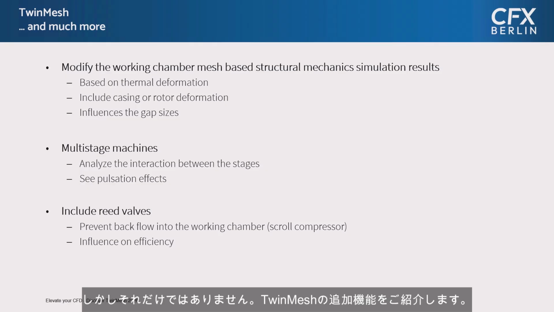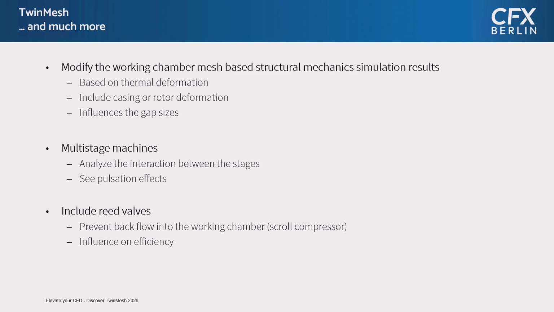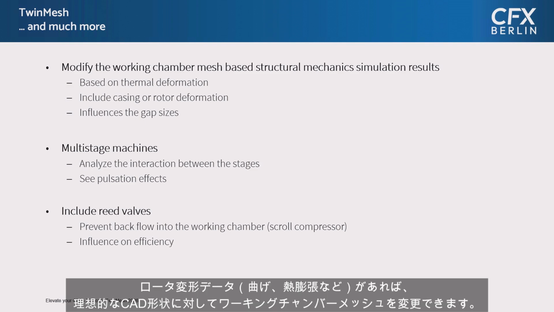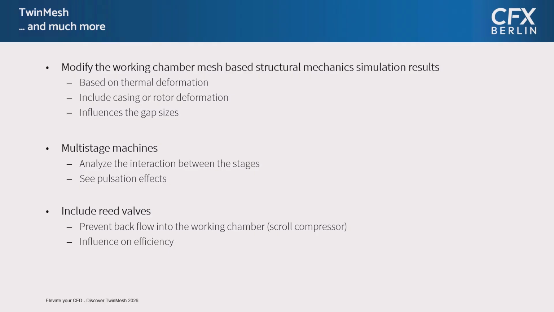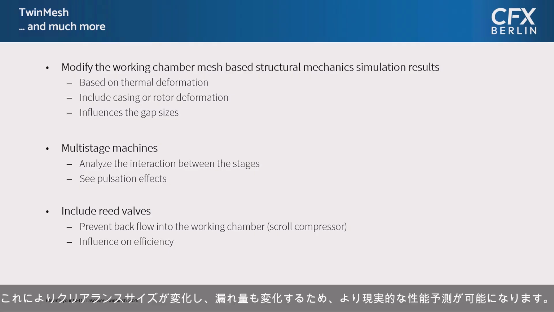But that's not all. Here are some additional TwinMesh capabilities. If you have rotor deformation data, for example bending or thermal expansion, you can modify the working chamber mesh relative to the ideal cut geometry. This changes clearance sizes and therefore leakage, allowing more realistic performance predictions.